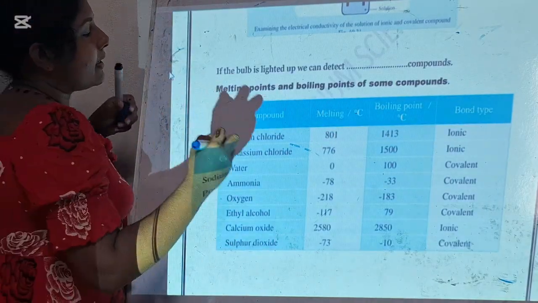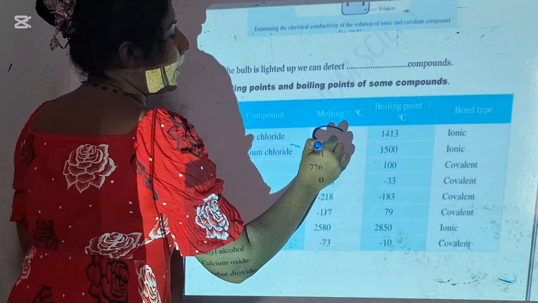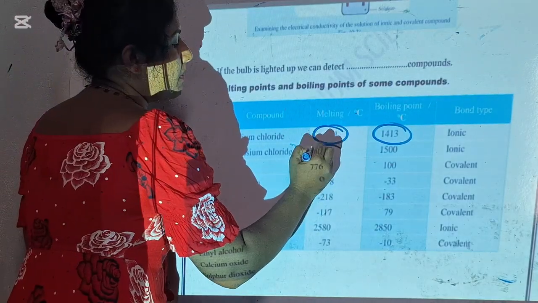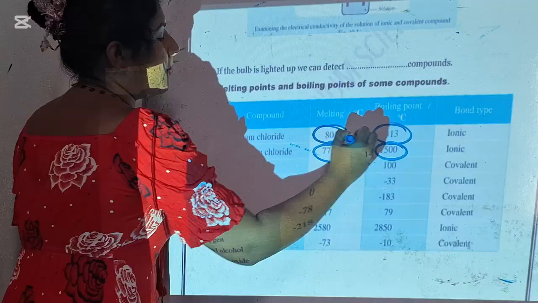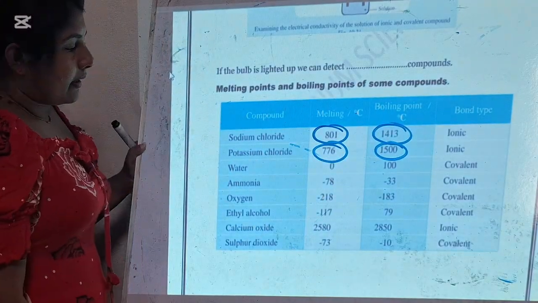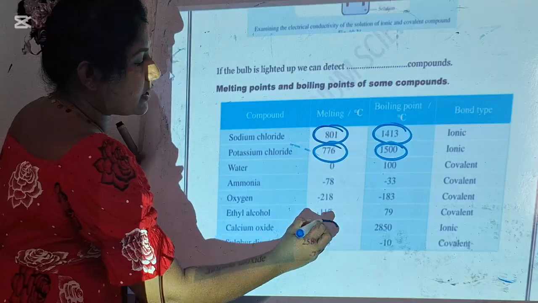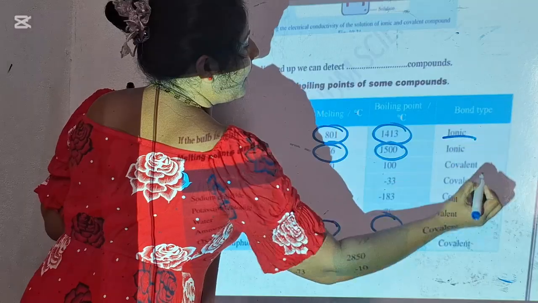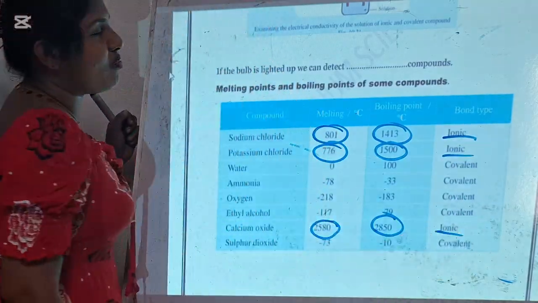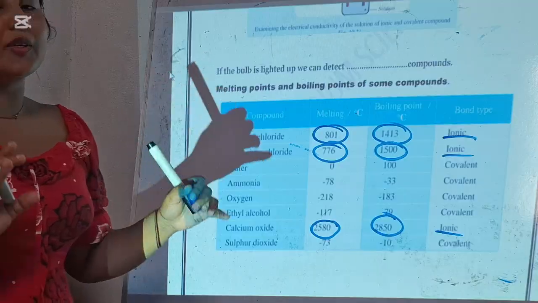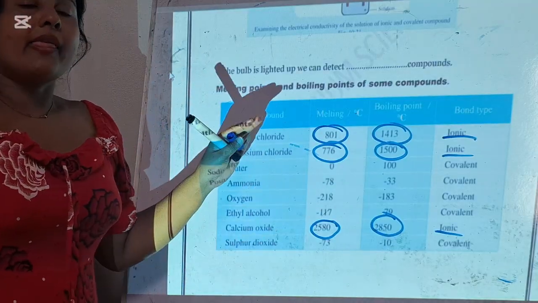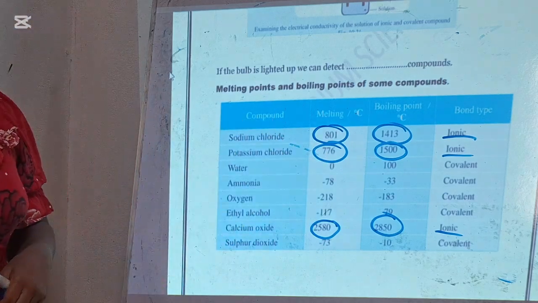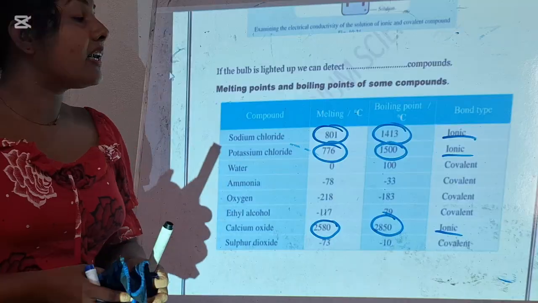Look at sodium chloride, the melting point is high, boiling point also high. Potassium chloride, melting point high, boiling point very high. Like that, calcium oxide also has very high values. Look at their bond type: ionic, ionic, ionic. It means this is one of the specialities of ionic bonds. The melting points and boiling points are very high in ionic bonds because they make ionic lattices.